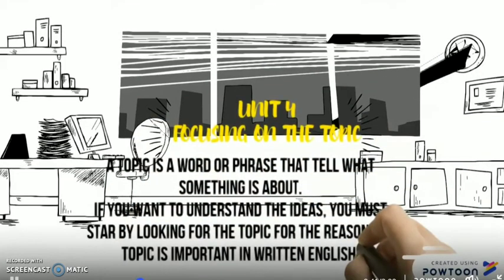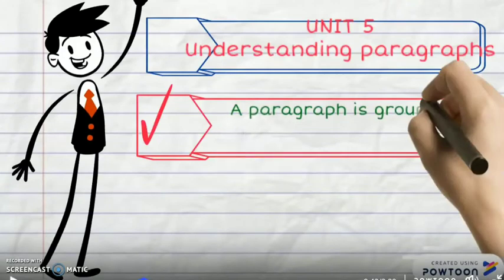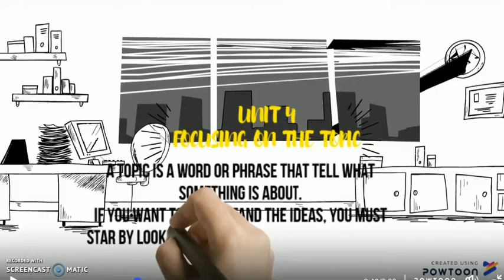Unit 4. Focusing on the topic. A topic is a word or phrase that tells what something is about. When you have to read, you look first at the topic. This explains what the article, the book, or the letter you have to read is about. The topic is important in writing English. Writers think about the topic as they are writing, and their ideas follow from that topic.